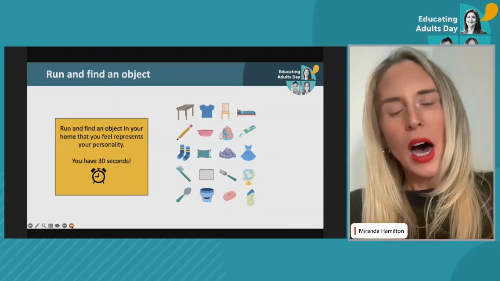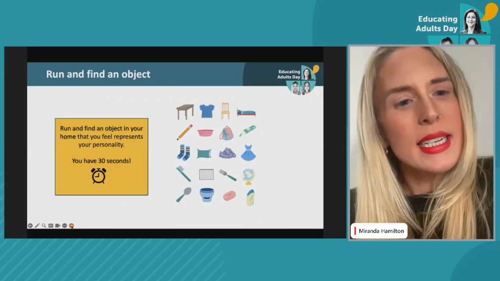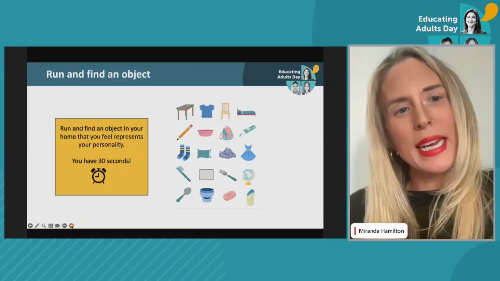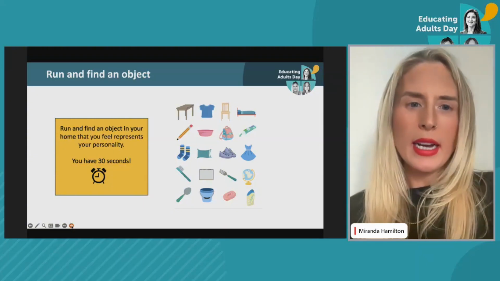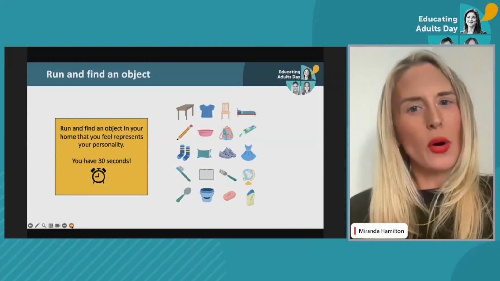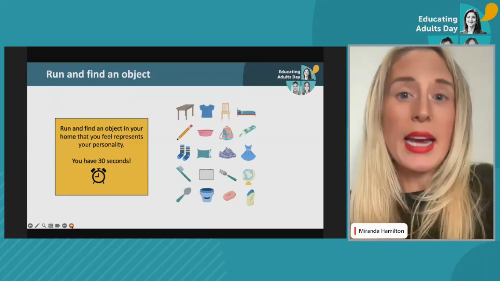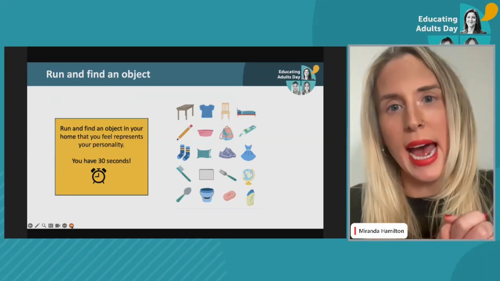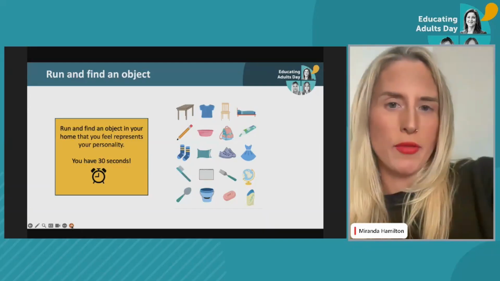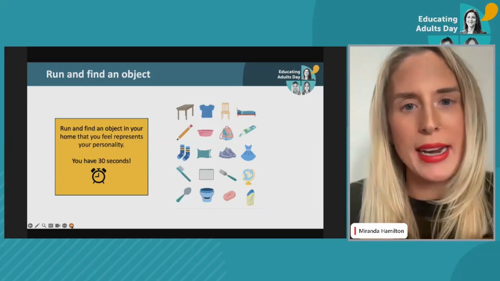Okay, super. All right, I know you're all at home, so please can you now run and find an object in your home that you feel represents your personality? I can give you 30 seconds for that, so please go ahead and run and do that. I'm going to do that now too.